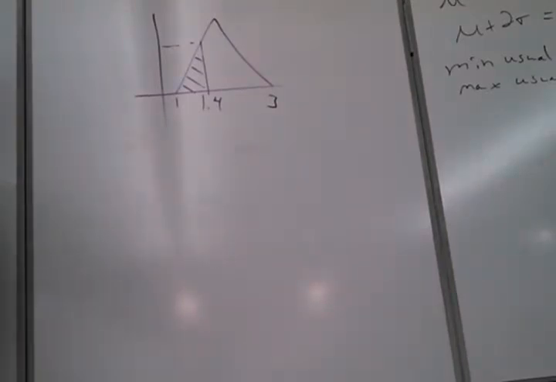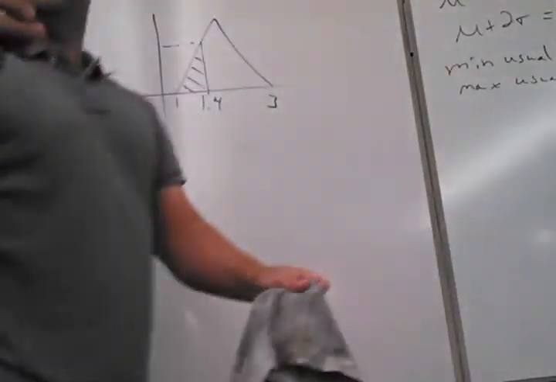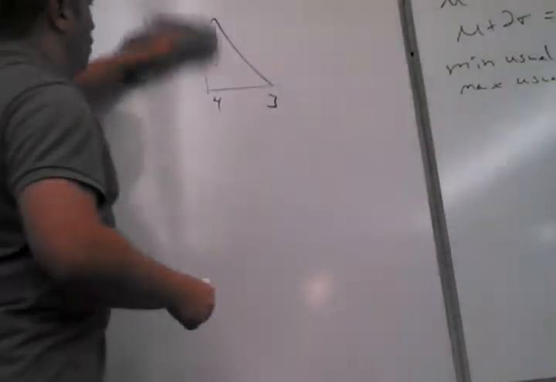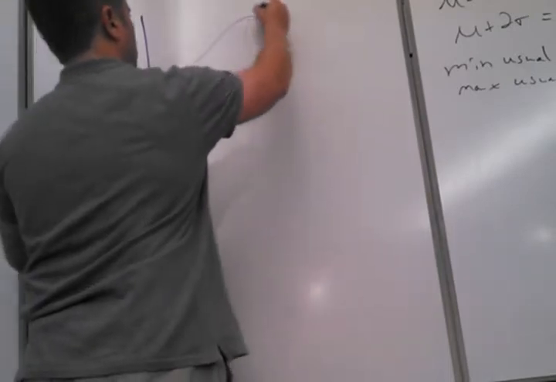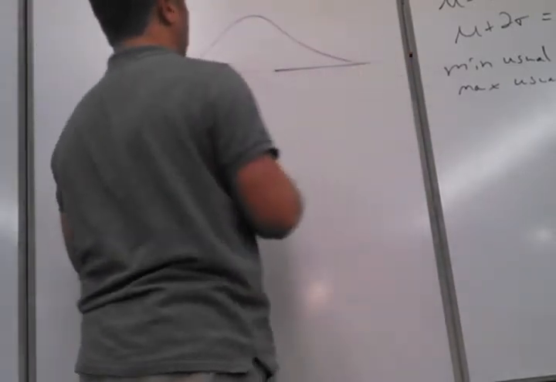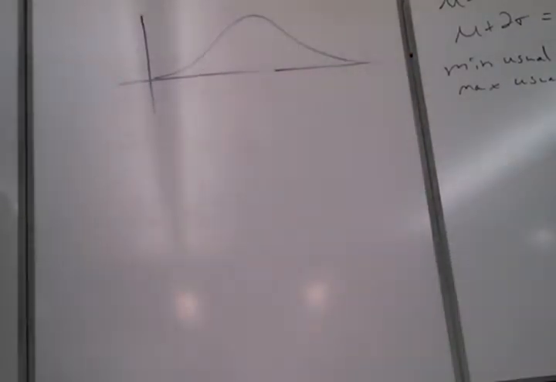It's just geometry then. Now, where it makes the transition, the normal distribution is nothing that I know an area formula for. I know area formulas for triangles. I know area formulas for rectangles. But I do not know an area formula for this shape.